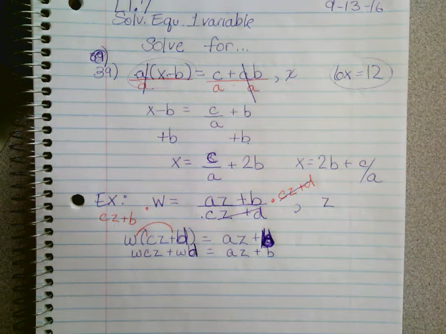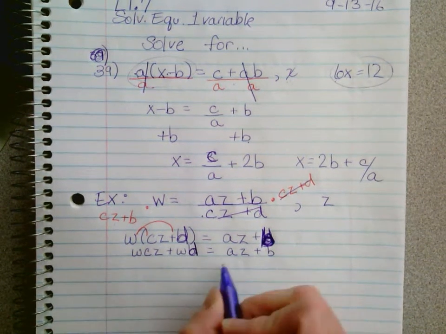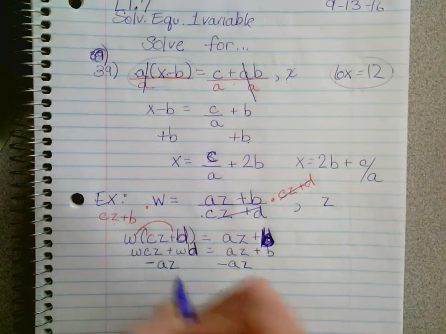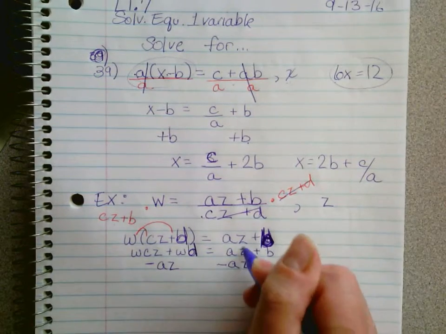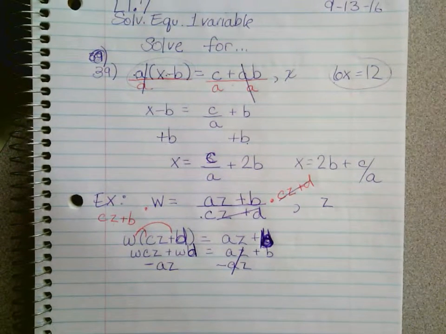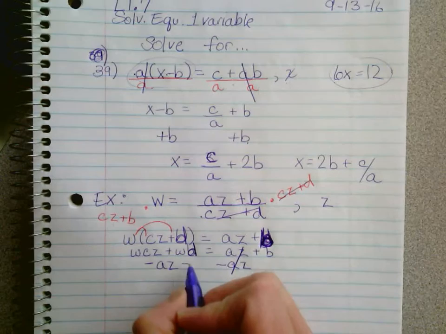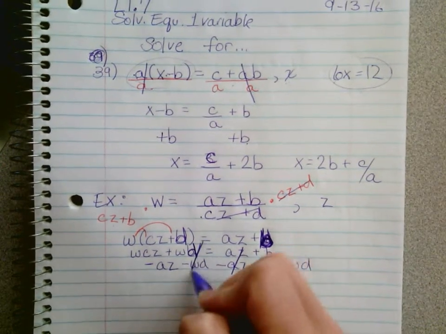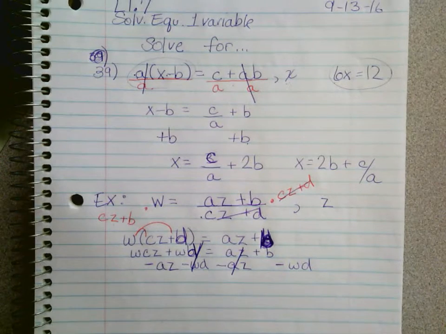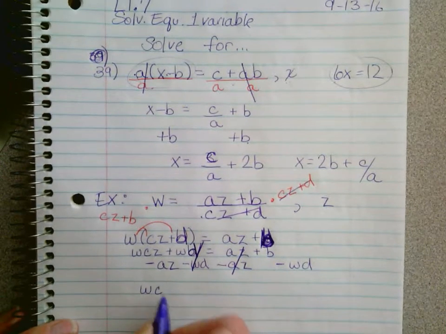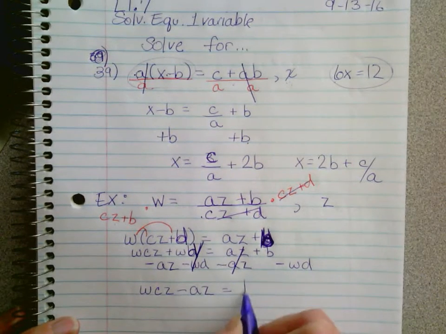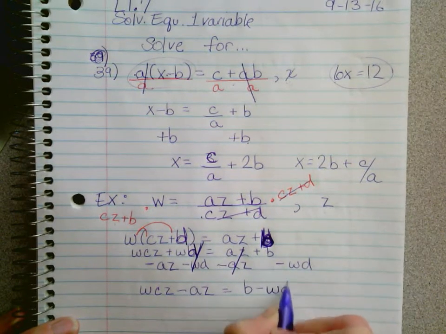Well, I'm going to get my Z's over there, which is going to allow that to disappear. And I'm going to move my WD to the right, which is going to allow that to disappear. We're almost done. WCZ minus AZ is equal to B minus WD.